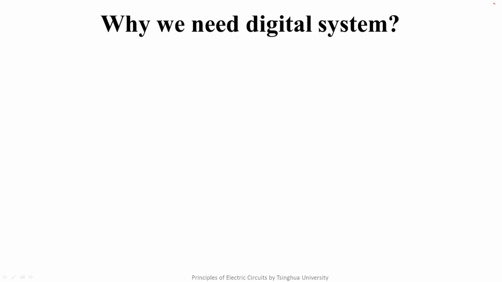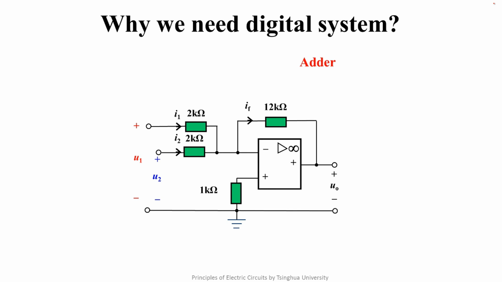Firstly, let's discuss this question. Why do we need a digital system? This is a common circuit that we've learned in the previous lecture about the idea of op-amps. It's AND. Now we derive the relationship between the input and output. This is RF, this is R1, and this is R2.